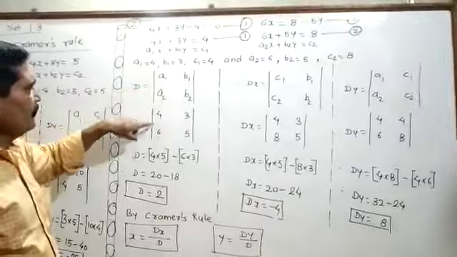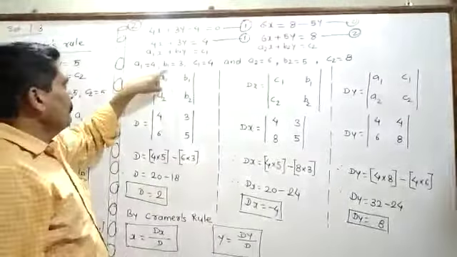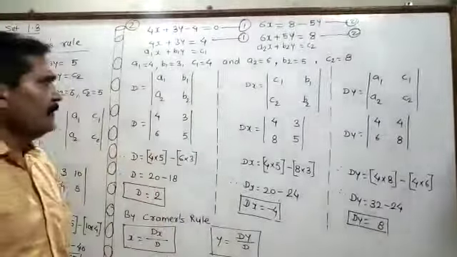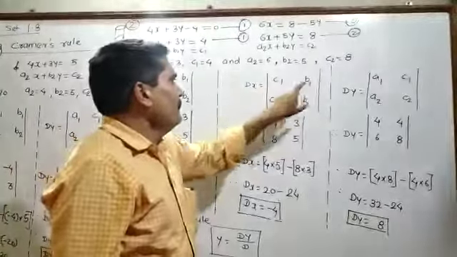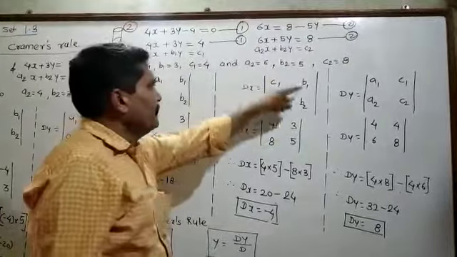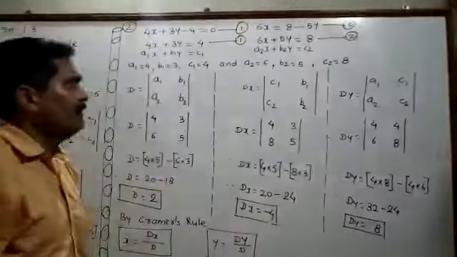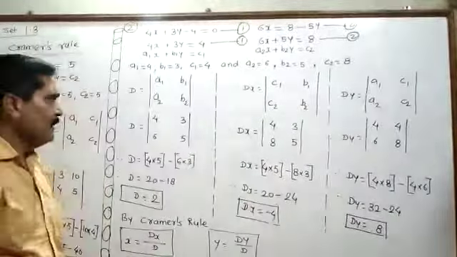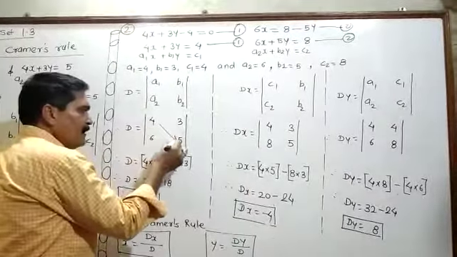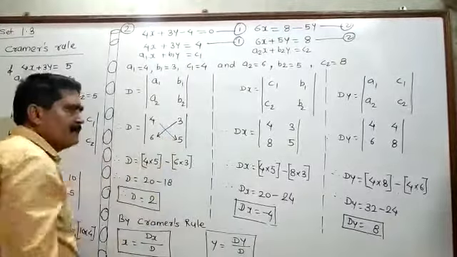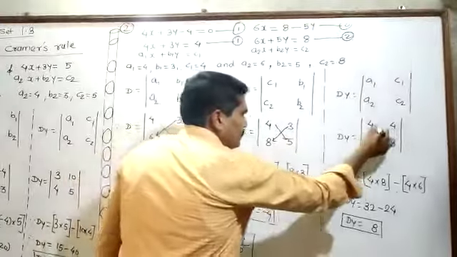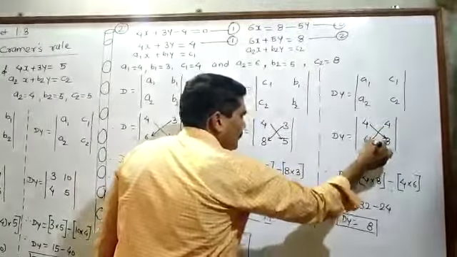I will put these values here. a1 is equal to 4, b1 is equal to 3, a2 is equal to 6, b2 is equal to 5. In the c column, c1 is 4 and c2 is 8. Like this you have to put all the values of a1, b1, c1 and a2, b2, c2. After that, if you want to solve the determinant, you have to do the cross multiplication like that. You have to draw the arrows pointing downside. Here also, and here also, you have to draw the arrows in cross pointing downside.